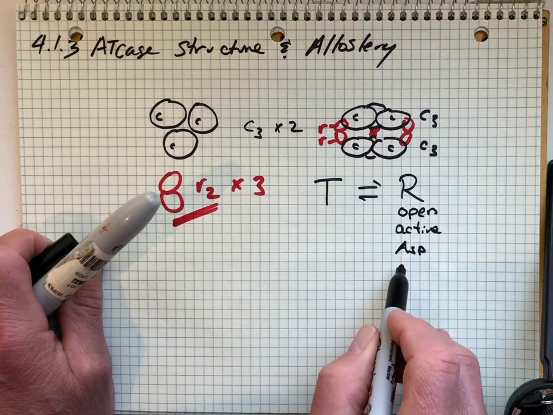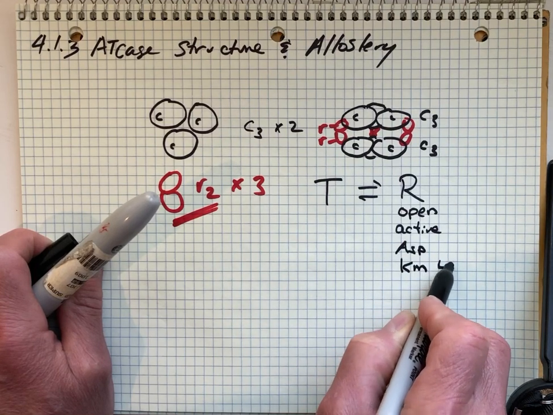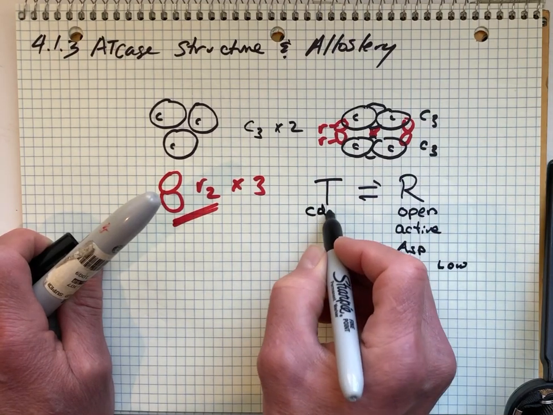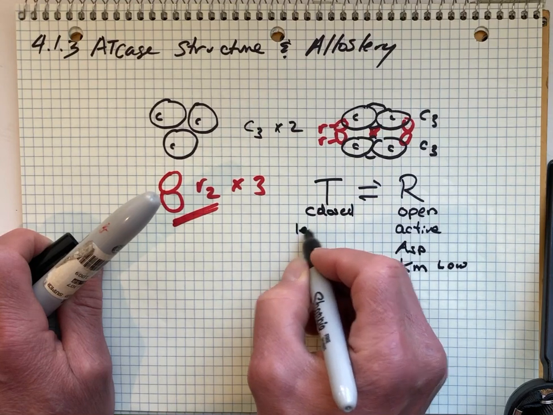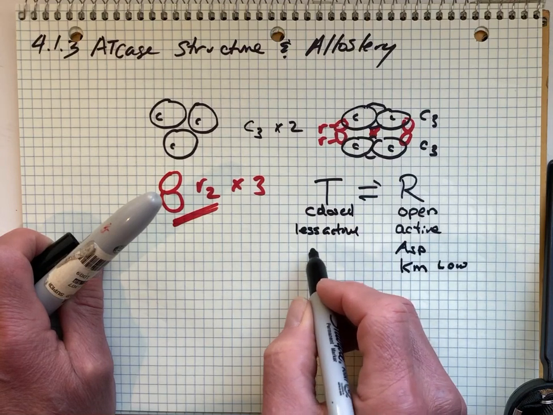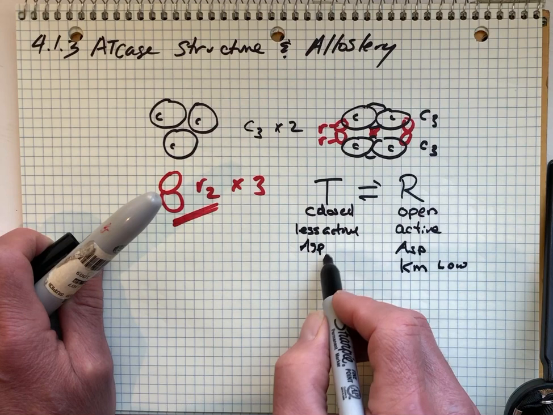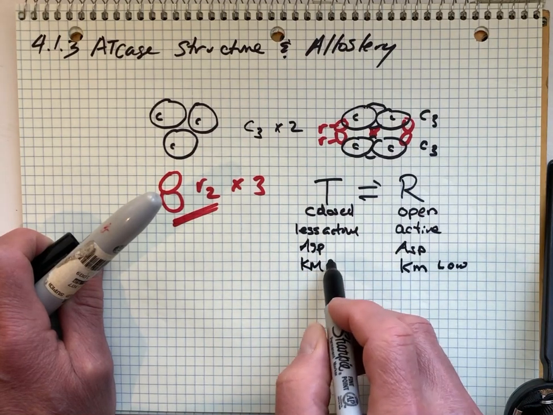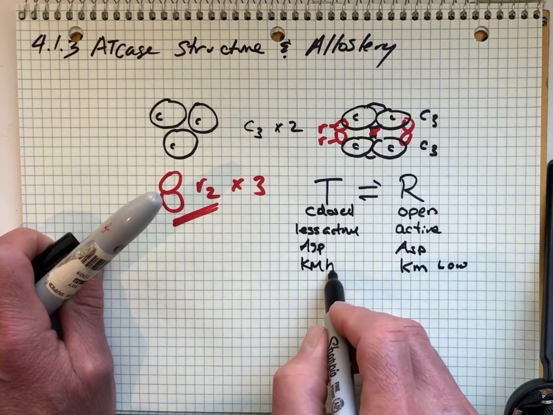And one way to describe that is that the Km is relatively low. For the T form, it has a much more closed structure. It's less active, and it interacts with difficulty. Aspartate can bind only weakly, and we can describe that situation that the Michaelis-Menten constant for this form, if we could isolate it, would be relatively high.